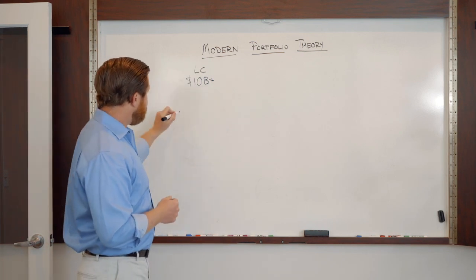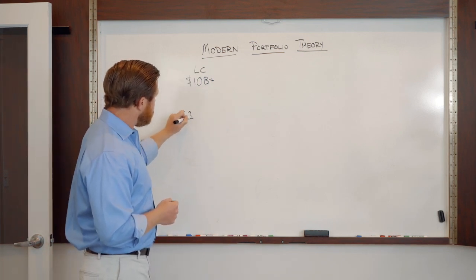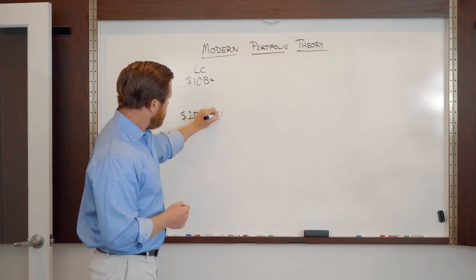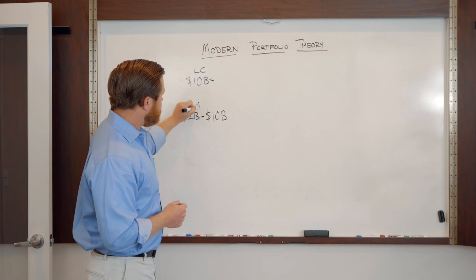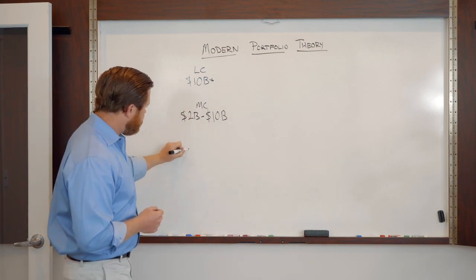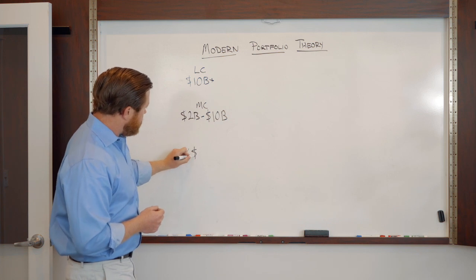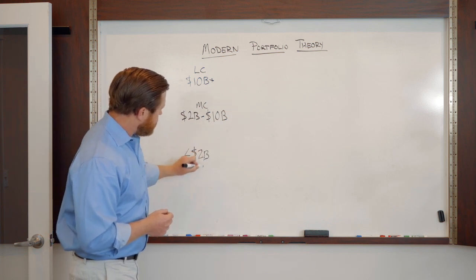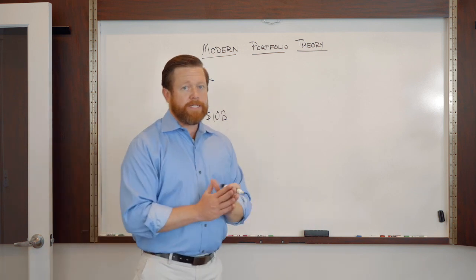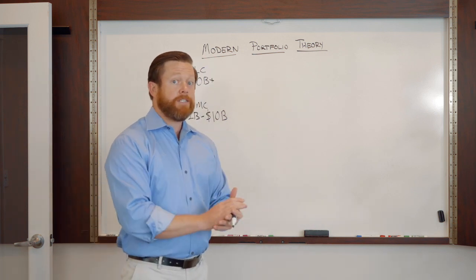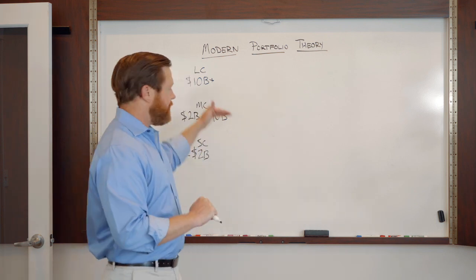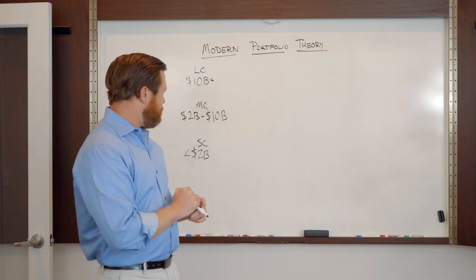The next area is anything that is between 2 billion and 10 billion. And that is mid cap. And as you could probably figure out, anything that is under 2 billion is what we're going to call small cap. Now you can really get into the minutia, into the weeds here if you get into micro caps, etc. But let's just go with large, mid, and small.